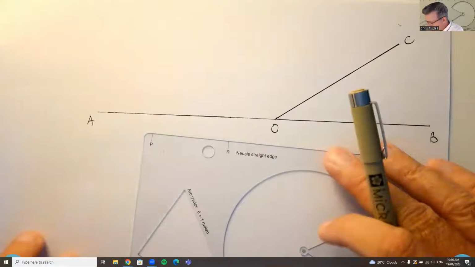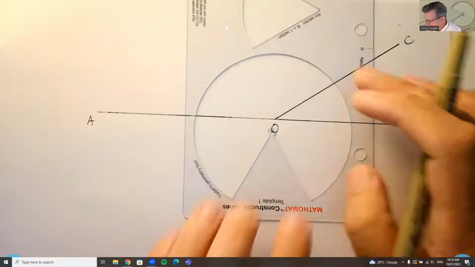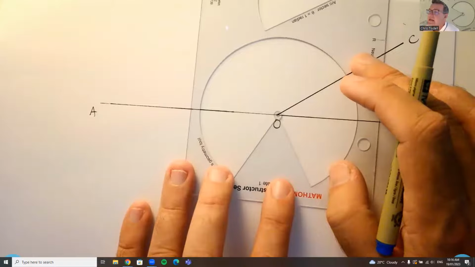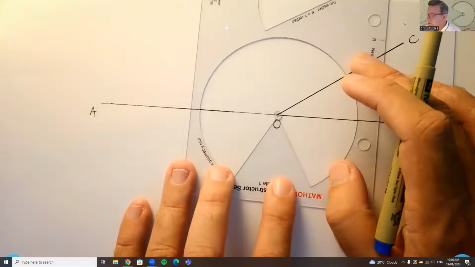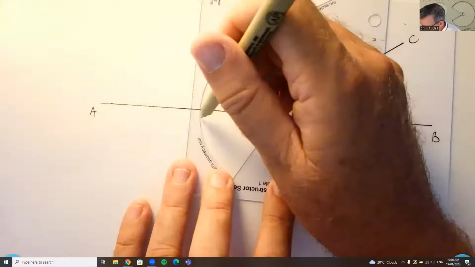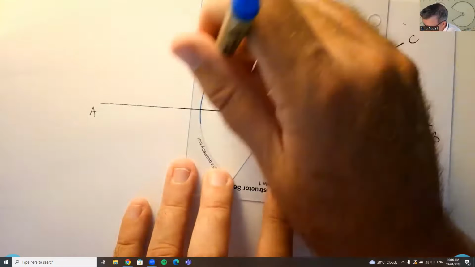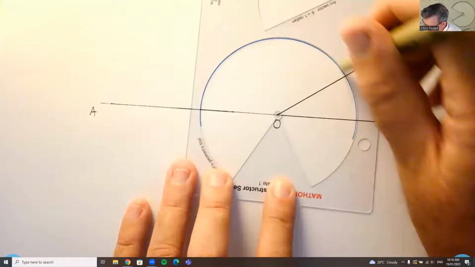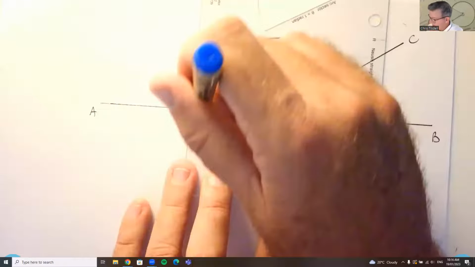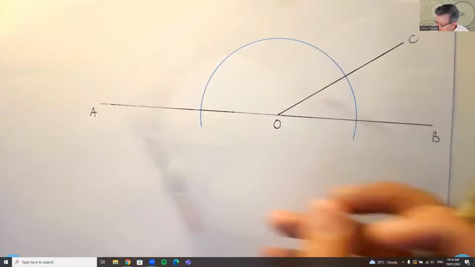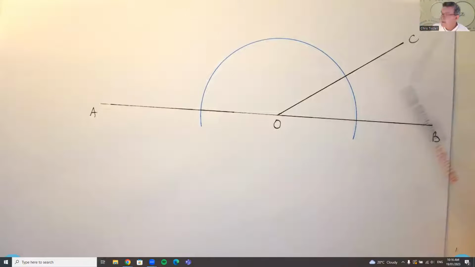I'll show you the moves first, and then I'll do a little bit of justification. So let's place the center of our circle arc template at the vertex O, and we're going to draw around this arc so it cuts the line segment AB and OC. Okay, so that's the first step.